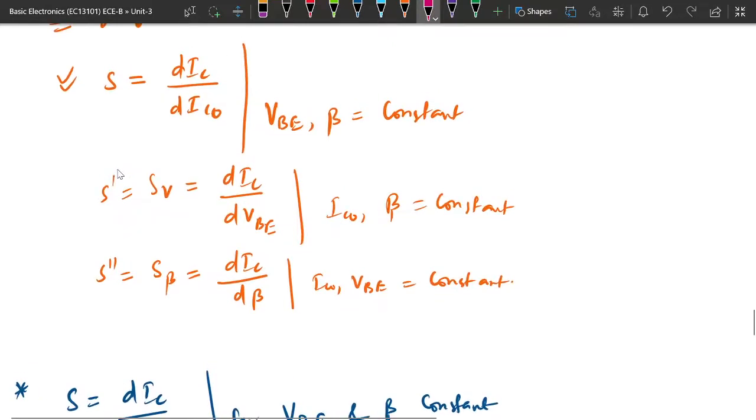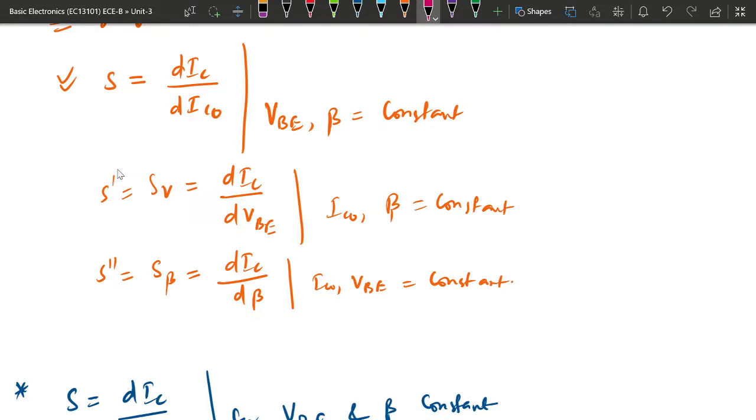Okay, so we can see here in the second case, the variation del IC by del VBE. If VBE, that is the base to emitter voltage, is going to increase, then IB is going to decrease. Sorry, so if we increase this VBE, the IB value will be decreasing.